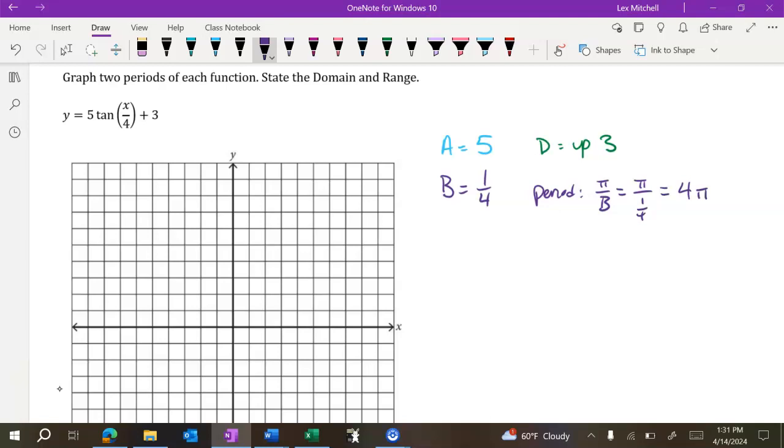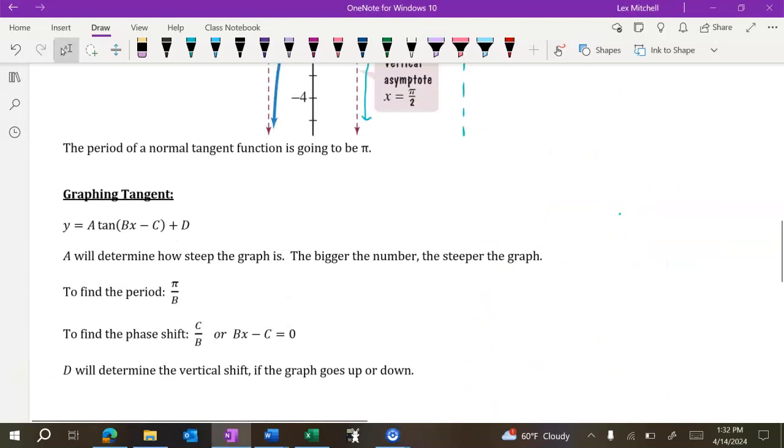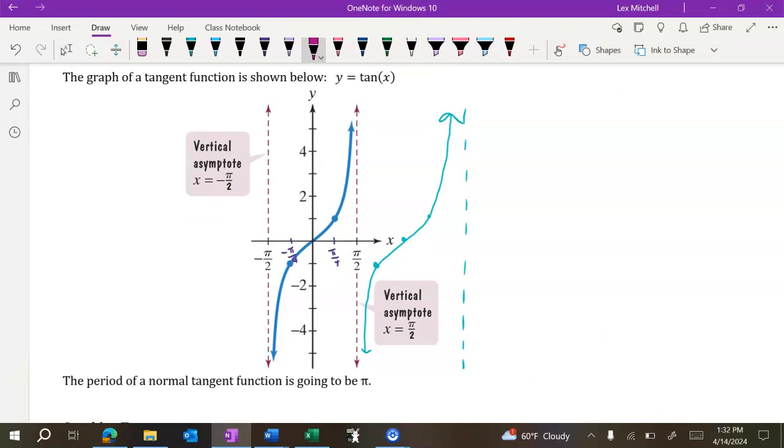and I get a period of 4 pi. And again, what's nice about this is to find our critical angles, we are once again dividing our period by 4. Now, we know our critical angles will go up by pi. Now, this is once again where it's sort of up to you how you want to graph this. You can either start at 0 and go over pi, or you can do that one period from asymptote to asymptote and going into the negatives.